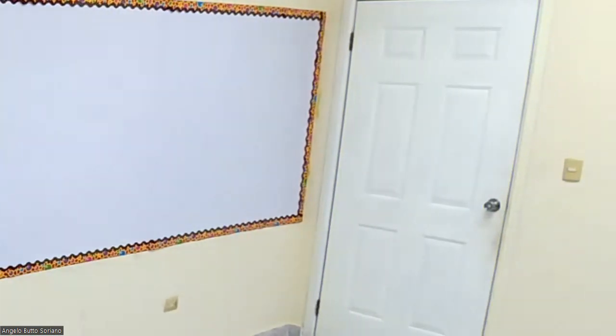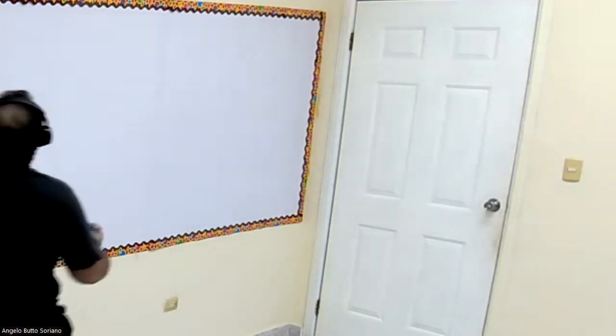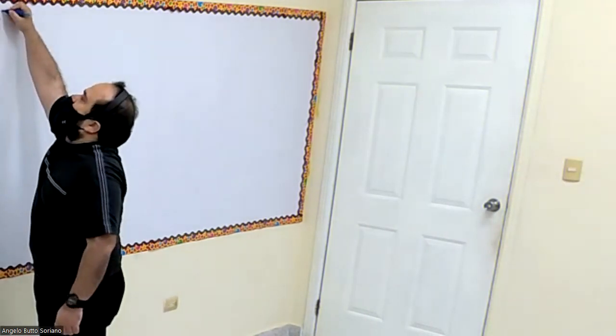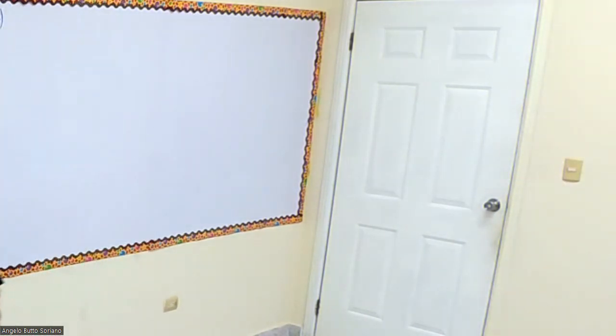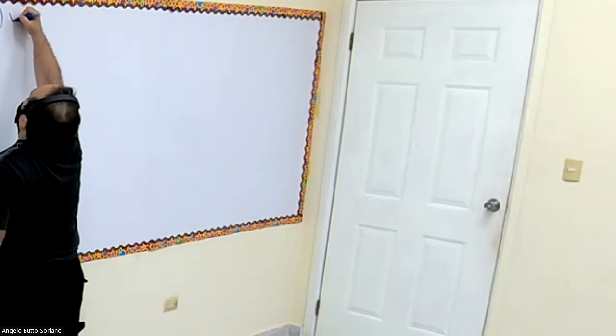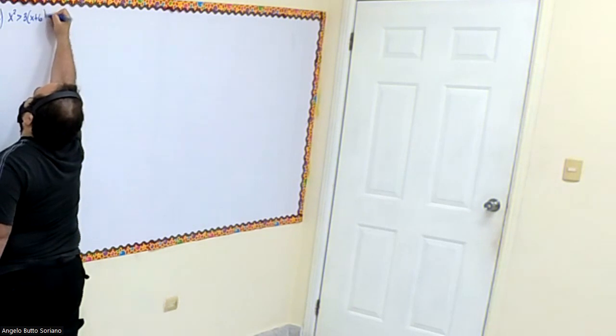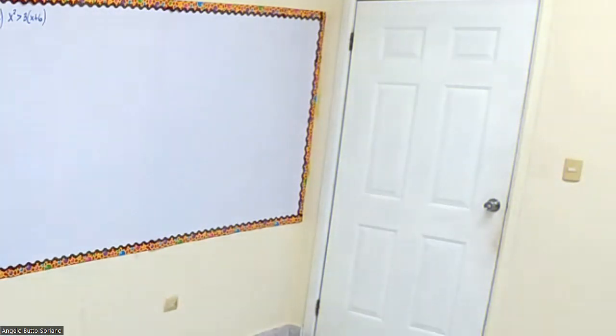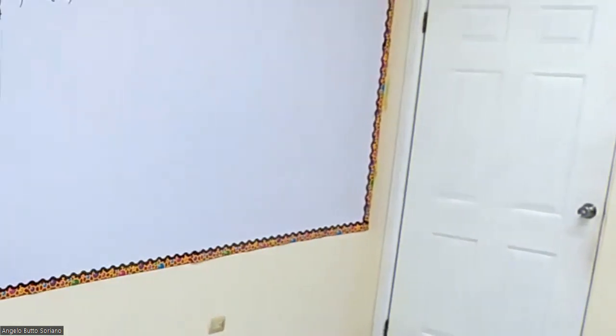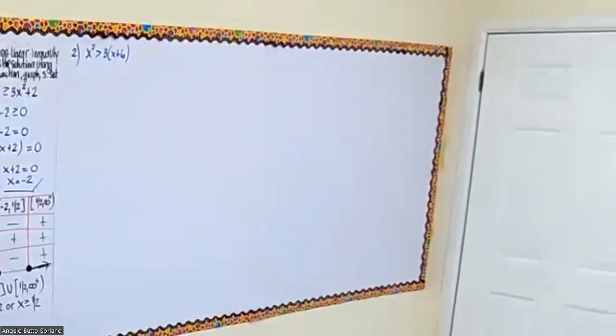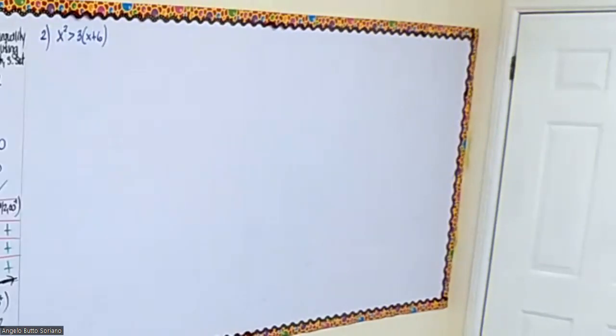Okay, I'm going to move to the second part over here. Number 2, we have x squared greater than 3 parentheses x plus 6. But for obvious reasons the number 3 must be multiplying. Let me see it.